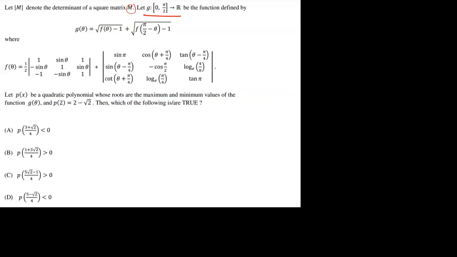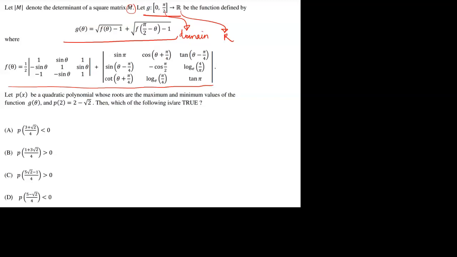Here the domain is 0 to pi by 2, and the codomain is all real numbers. So this function is defined like this, and after that f theta is used here. So f theta is further defined like this.